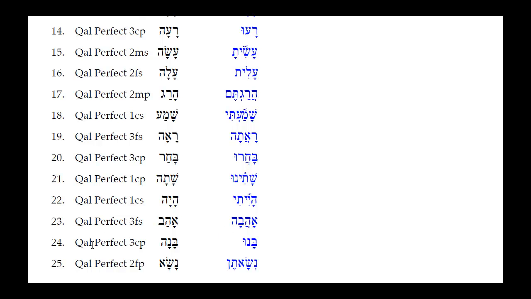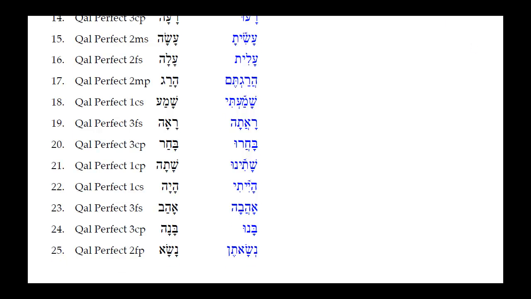Number 24 is bana, to build. We have the qal perfect third common plural. We know that that is going to be a shureq, like we have here. Hey is going to drop off, and we're going to have banu for third common plural.